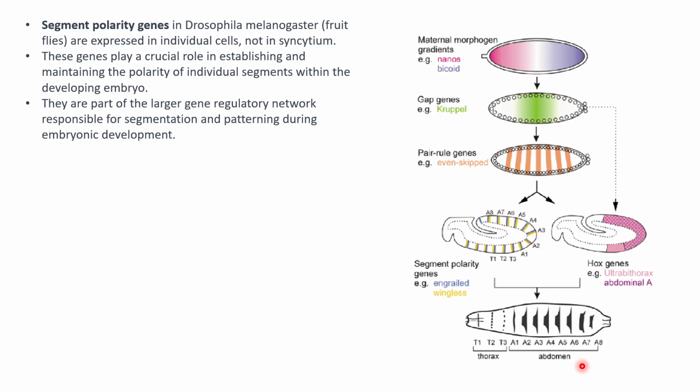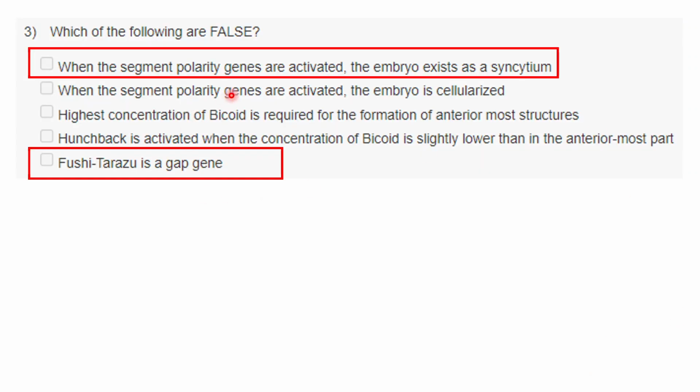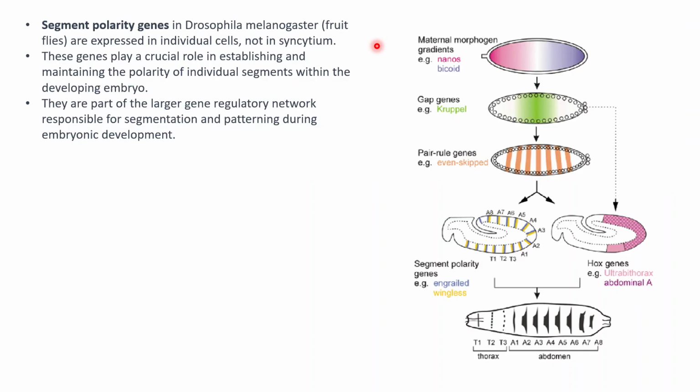Statement 1 is why we have it as correct. Segment polarity genes are activated when the embryo exists as a cellularized embryo, not a syncytium. So this statement is false.